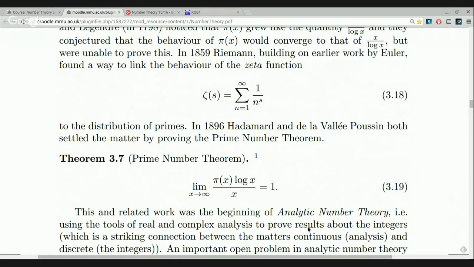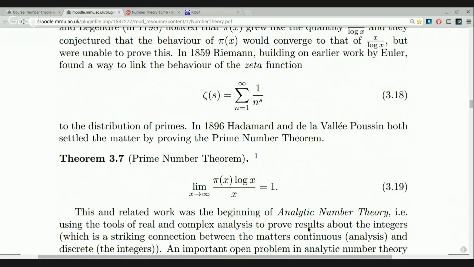Now, the two values will never agree. Phi of x will never be the same as x over log x. But whatever the error there is between them, as x gets large, the error, relatively speaking, relative to the value of the pi of x, the error is converging to 0.